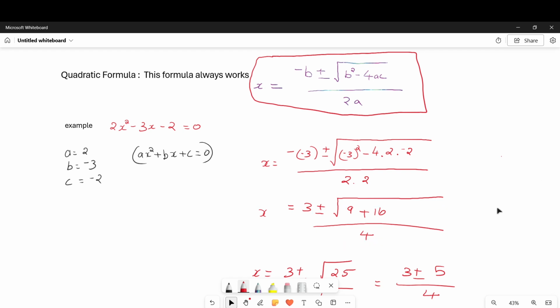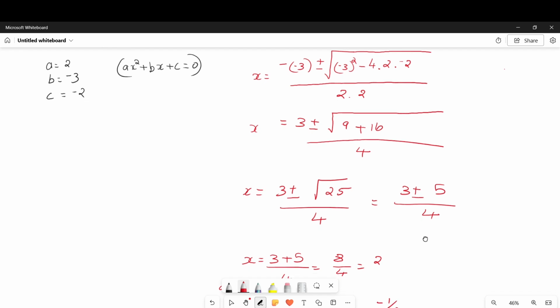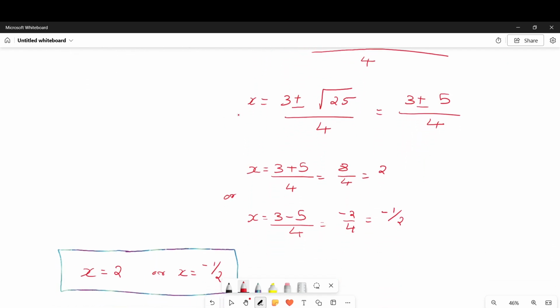So let's move to the second step. So we got this one. What is this? 9 plus 16 is 25. 25 is a perfect square. See, 3 plus or minus root of 25 divided by 4. We can remove the square root because it's a perfect square. So 3 plus or minus 5 by 4. So this is the standard formula. Then we need to find the value of x.